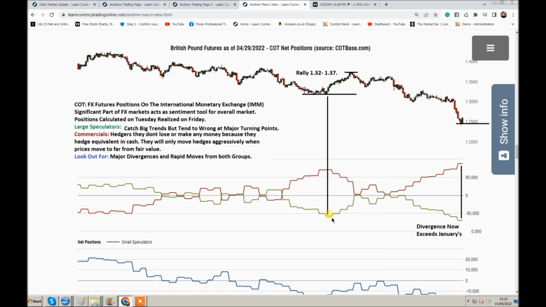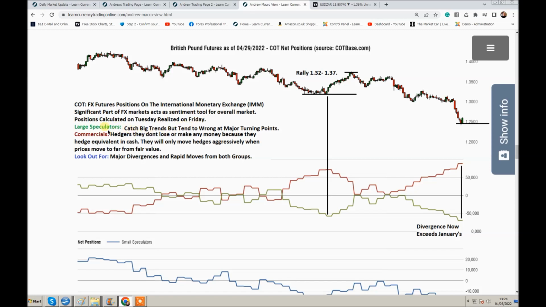Now, for anyone new to the COT, basically we have FX futures positions on the International Monetary Market. Okay, so the IMM is a significant part of the FX markets and acts as a sentiment tool for the overall market. A lot of big money trades on the COT. The positions are calculated on Tuesday, and then we get them on Friday after the markets close.